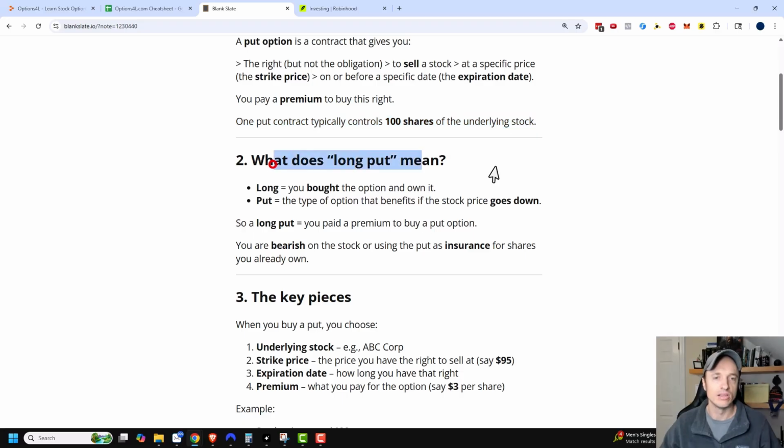And so what does a long put mean? Long means you bought the option and you own it. Anytime you long something, it's another word for buy. They just want to use cool different words, so they say long instead of buy, but it's the same thing. And then put is a type of option that benefits if the stock price goes down. So a long put means you paid a premium to buy a put option.